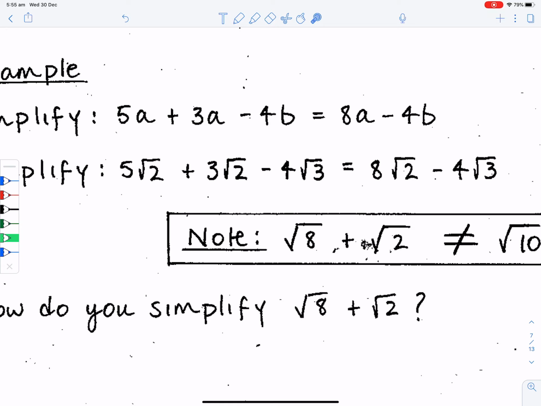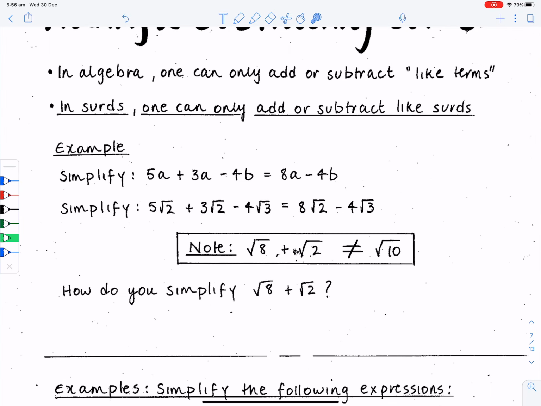And so surds is exactly the same. You've got 5 root 2 in this case, plus 3 root 2. Well, 5 root 2 plus 3 root 2 is 8 root 2. And 4 root 3 is different because, see, the root 2, these are like surds, and this is not the same. So 5 root 2 plus 3 root 2 is 8 root 2, and you put the minus 4 root 3 back where it was.